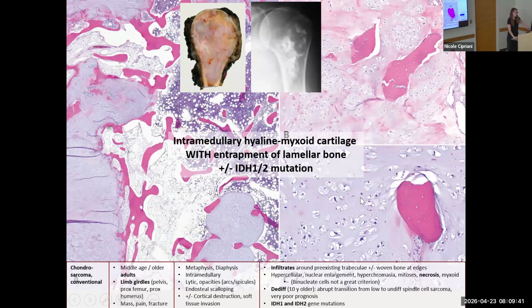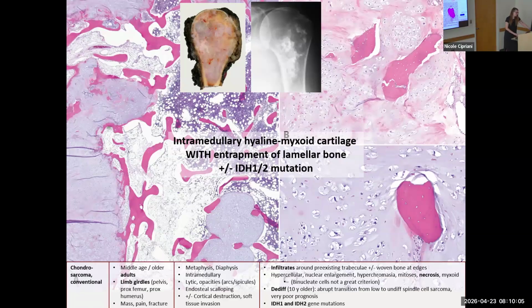So chondrosarcoma can be slightly more cellular, slightly more atypical, but must entrap pre-existing normal trabecular bone in order to be called malignant when it's low grade. Obviously, if it becomes high grade, more cellular, more atypical, or dedifferentiated, that's a different story. But when it's low grade, you want to see osseous entrapment.